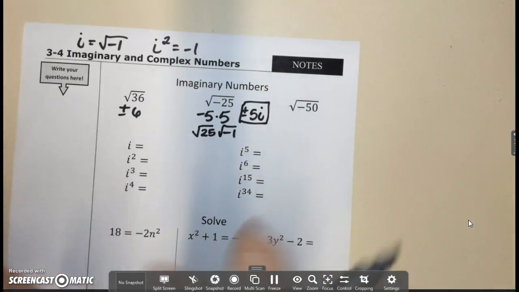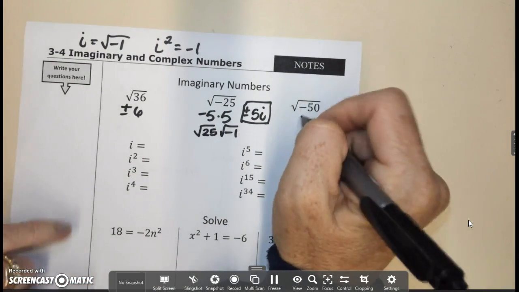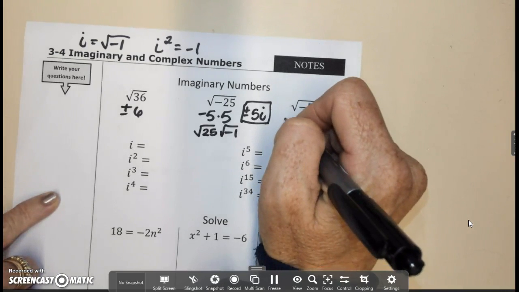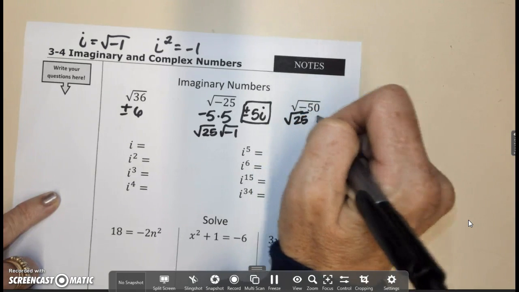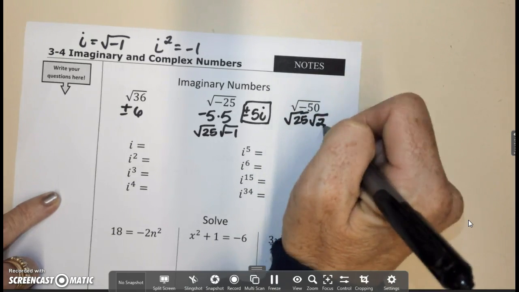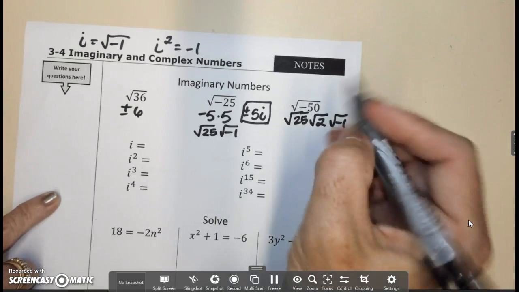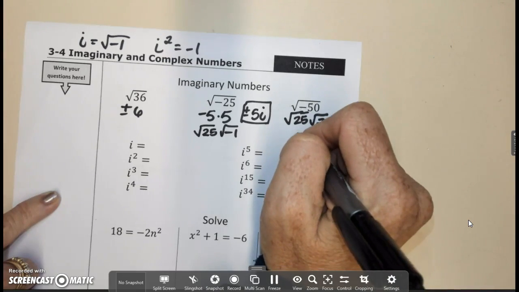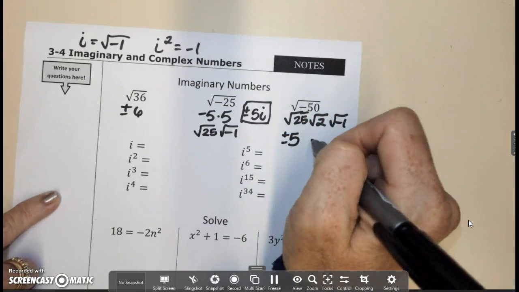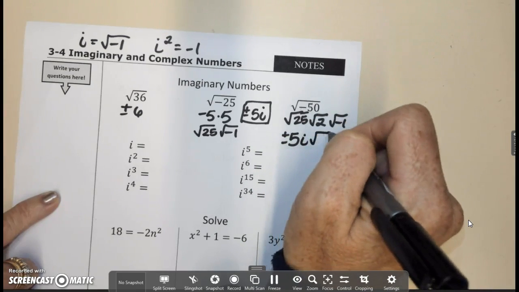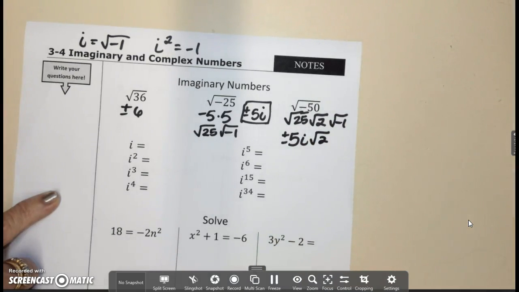Okay? Same thing here. I would break down, always use your perfect squares if you can, and make life easier. So square root of 25 times 2 is 50, and then I would add the negative 1 on, because now I can exchange that for an i. So the square root of 25 is 5, plus or minus. The square root of negative 1 is i, and then the 2 stays in the radical, just like that.